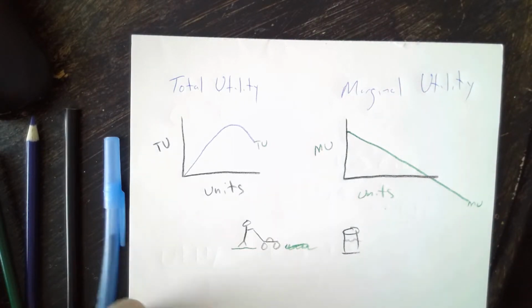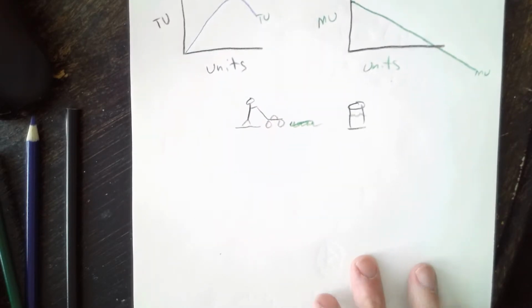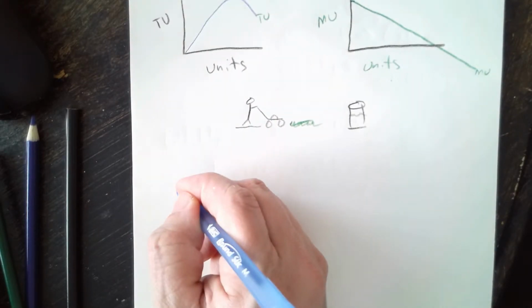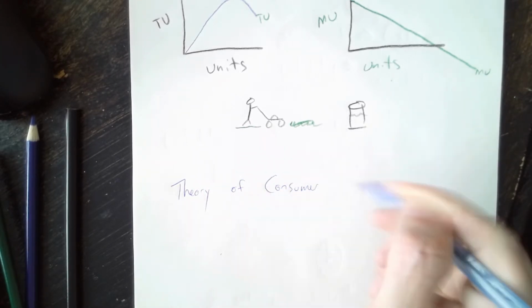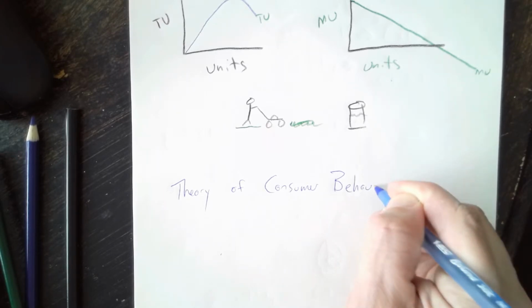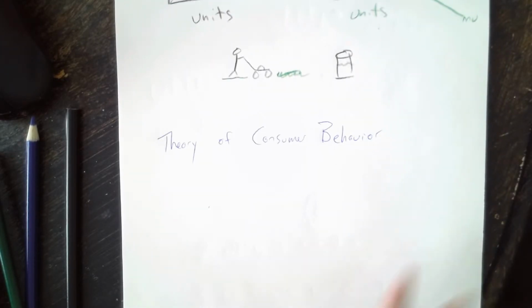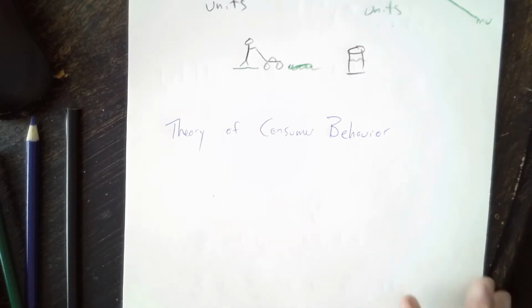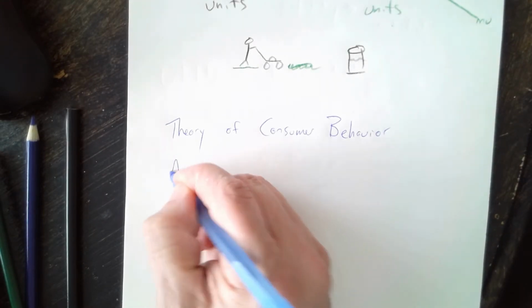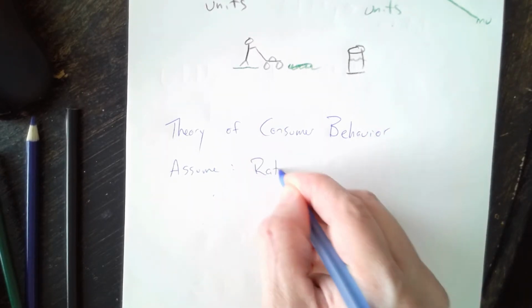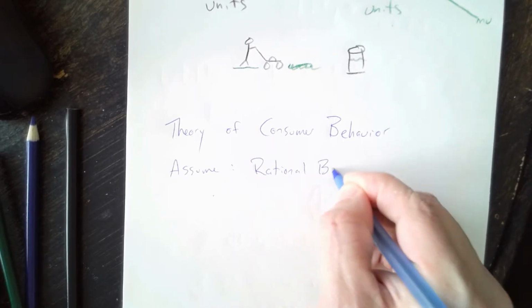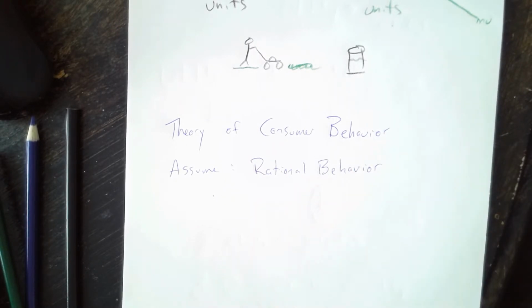So, with utility, we now have the theory of consumer behavior. How are people going to act? Well, with this, we assume first, people have rational behavior. We want to get the most for our money.